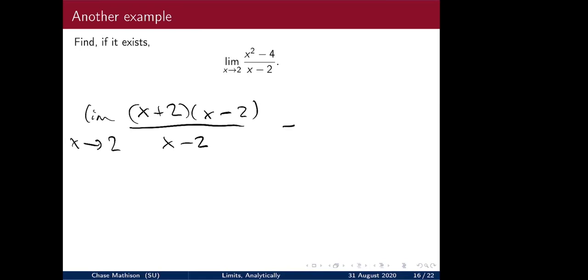Okay, what can I do next? Cancel out the x minus 2. Exactly. We cancel the factor of x minus 2 from the top and bottom. And we can do that, again, because we're looking at the limit, so I don't care what actually happens at 2. I don't have to worry about canceling out zeros from the top and bottom because this is a limit. And so this just becomes the limit as x approaches 2 of x plus 2. And then what is that? Yeah, that's just 4.